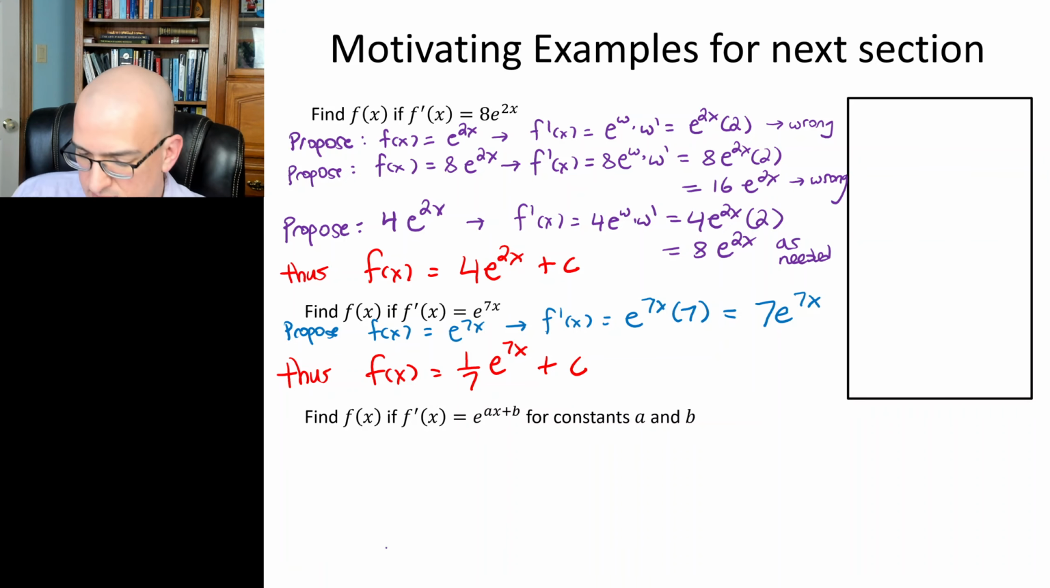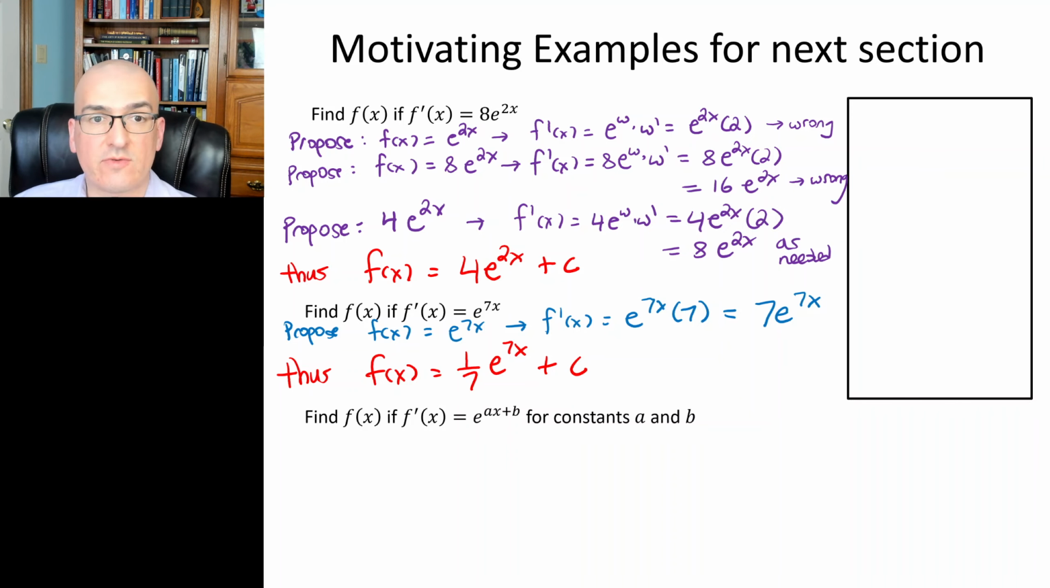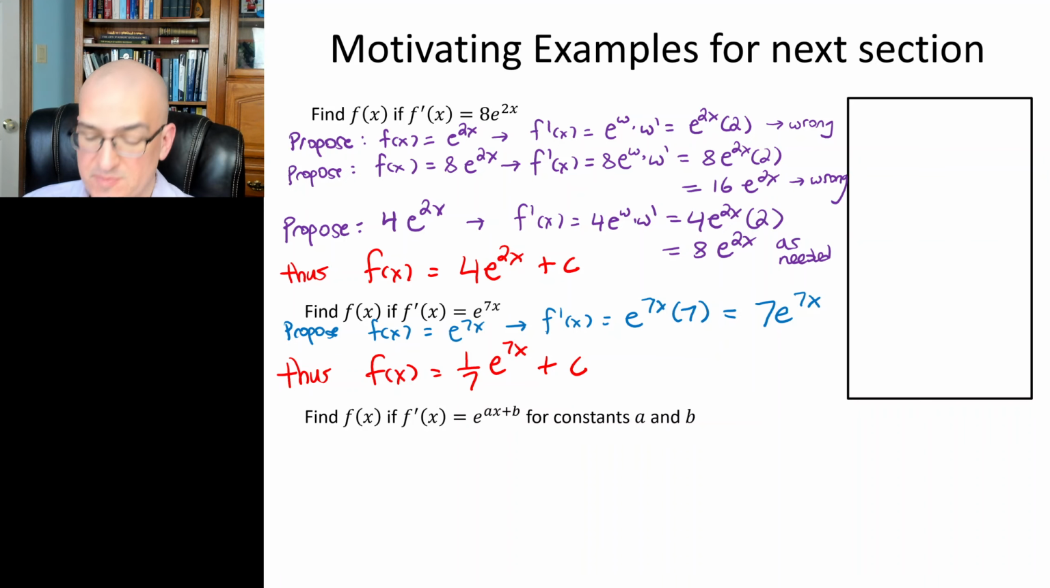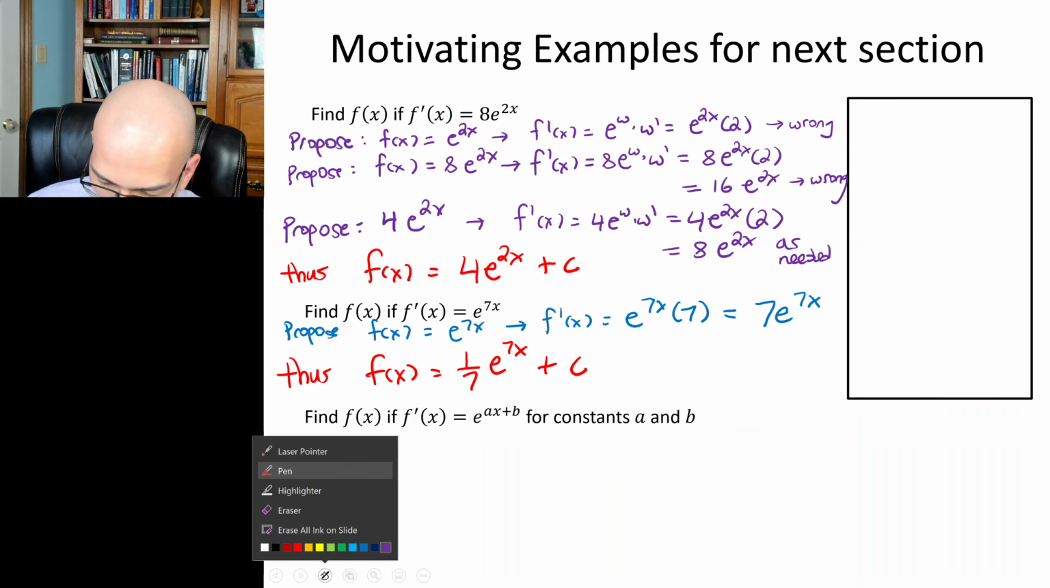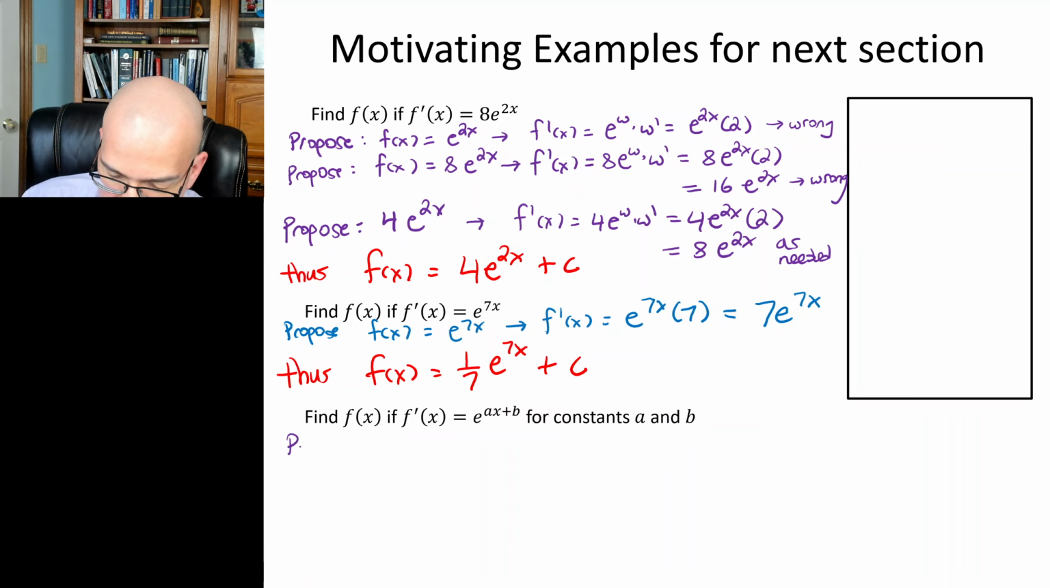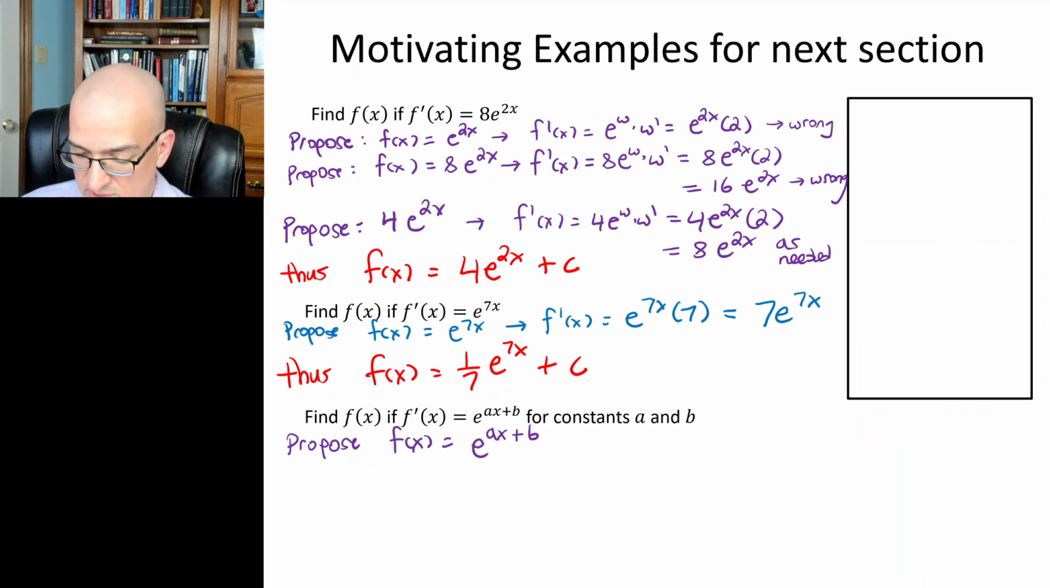How about the next one? What if I don't know what a and b are? What if we just leave them in general, leave them as parameters? What do I take the derivative of in order to get e to the ax plus b? So we could make a proposal, just like we did the other ones, and see what's wrong with our proposal and fix it. So propose f of x is equal to e to the ax plus b. Just maybe that's it. Now we'll take the derivative.